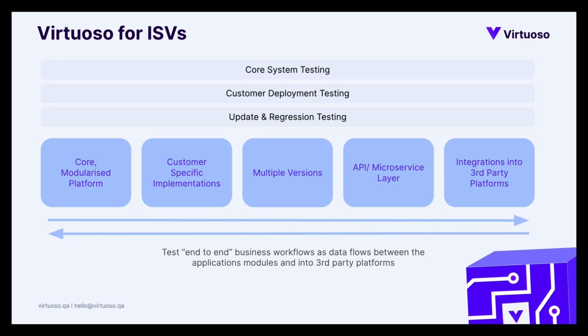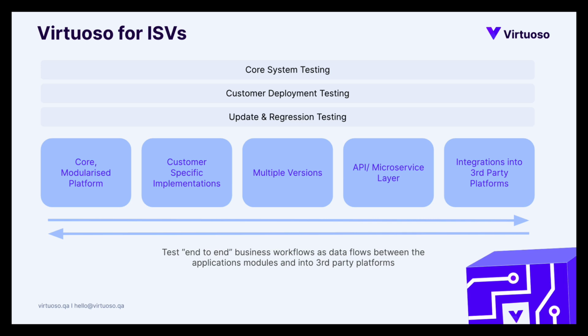Virtuoso's AI-driven test automation platform can be used by anybody within independent software vendors as they build and deploy their core modularized platforms, customer-specific implementations, or manage multiple versions, testing at the API and microservice layer, but also integrations into third-party platforms. And this is to be able to test end-to-end business workflows as data flows between the application modules and/or into third-party platforms. And this is so you can perform your core system testing, customer deployment testing, and update and regression testing.